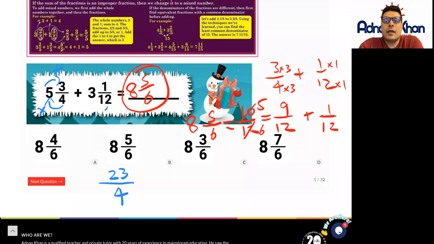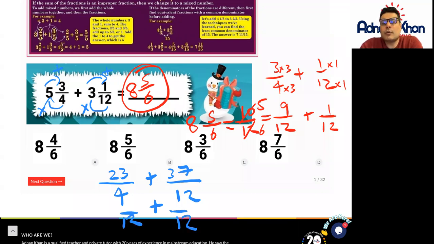Exactly the same thing here. So 12 multiplied by 3, which is 36, and then add the top number, which gives 37, and the denominator stays exactly the same. So we have 23 over 4 plus 37 over 12. Now again, we need to find the common denominator where both 12 and 4 can go into. We can do 12 times 4 is 48, or we can just use a simple one, a big number where both these numbers can go into. So let's turn it into 12 like we did before.